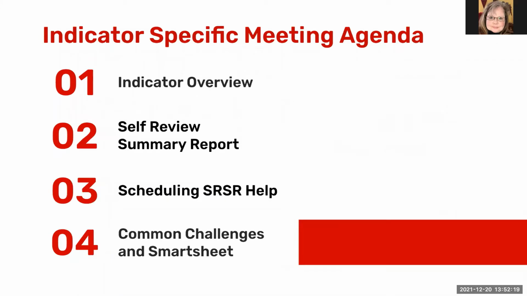So a few of the things that we're going to talk about today are a brief overview of what this indicator is. We'll talk about the self-review summary report, scheduling support for completing your self-review summary report, and then we'll finish by addressing a couple of the common challenges and mistakes that districts have made with this indicator in the past.